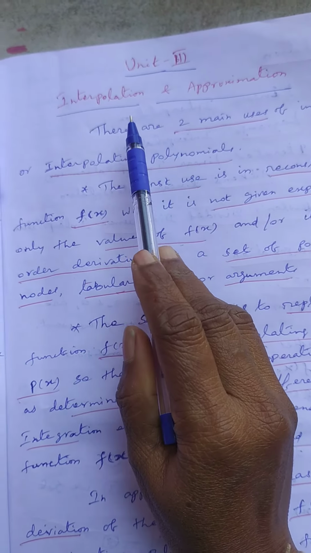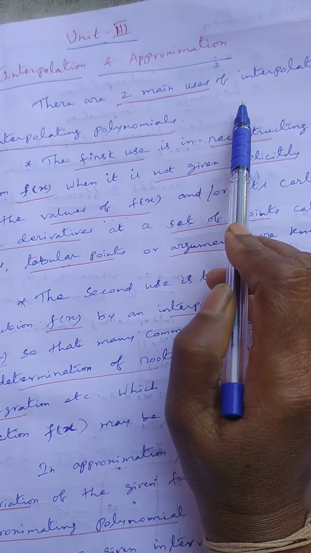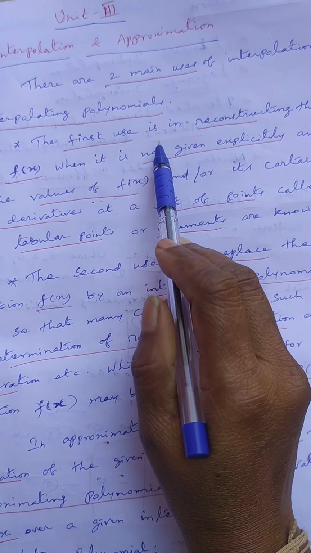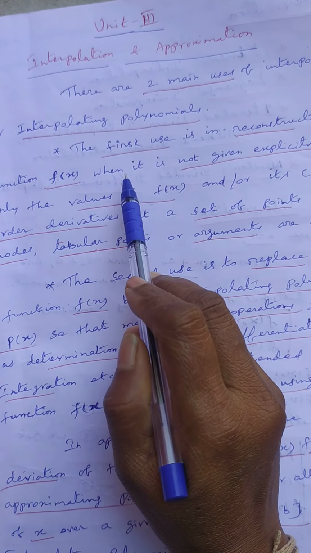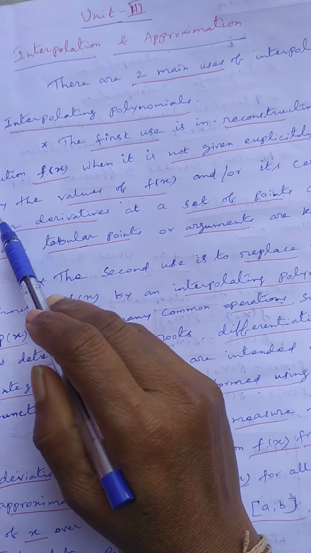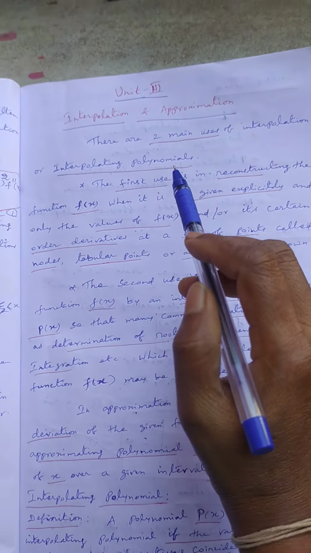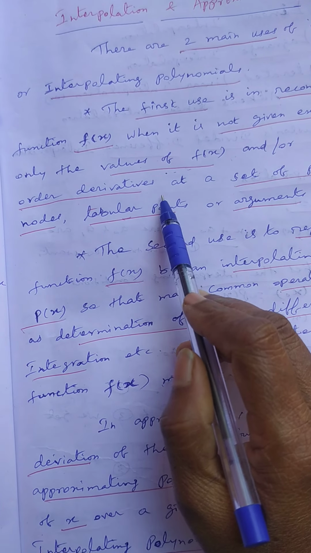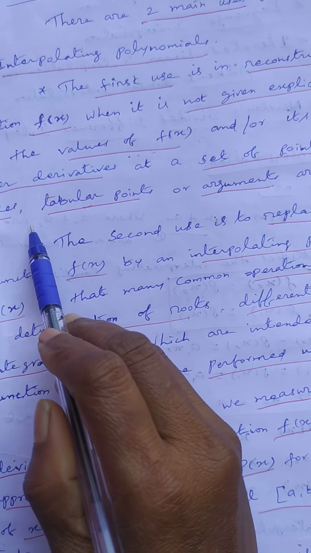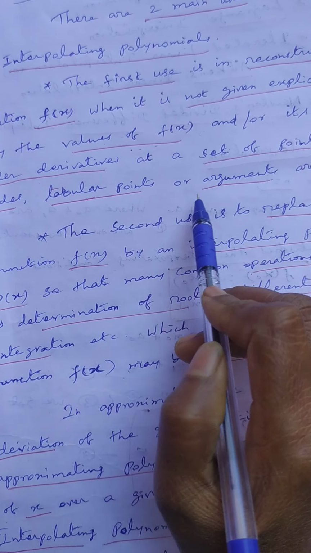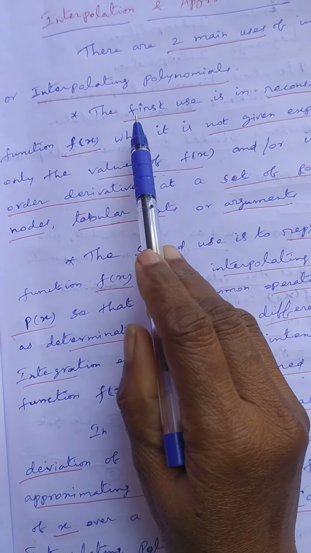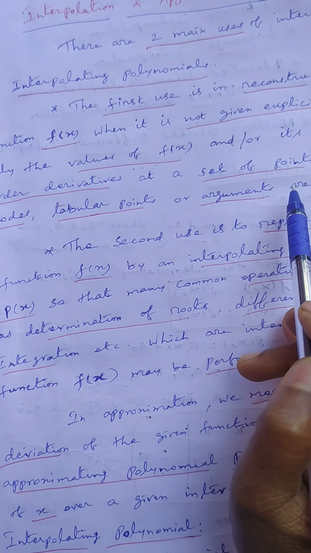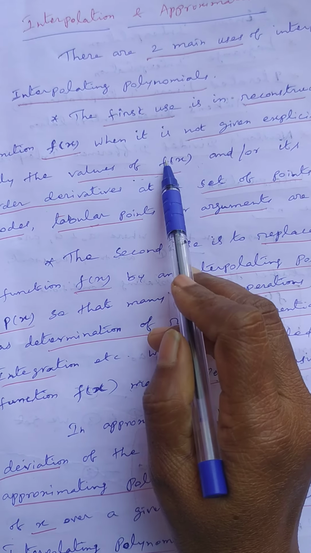Unit 3: Interpolation and Approximation. There are two main uses of interpolation or interpolating polynomials. The first use is in reconstructing the function f(x) when it is not given explicitly and only the values of f(x) and/or its certain order derivatives at a set of points, called nodes, tabular points or arguments, are known. Then we can reconstruct the function f(x).